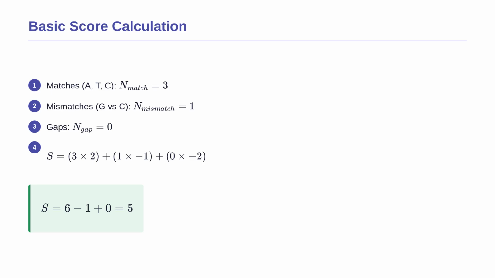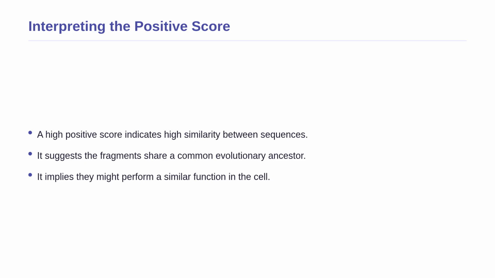We just calculated a score of 5, but what does that actually mean in biology? A high positive score like this suggests that these two short DNA fragments likely share a common evolutionary ancestor. Because 3 out of 4 letters are identical, it gives us confidence that they might perform a similar function in the cell. This is exactly how researchers use computational tools to predict the behavior of unknown genetic sequences based on known ones.